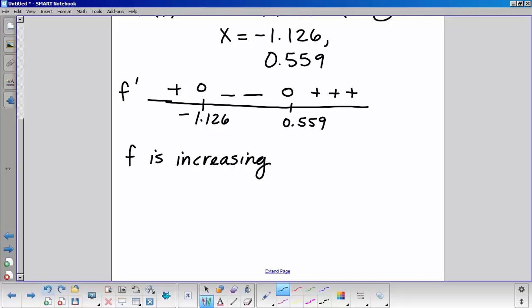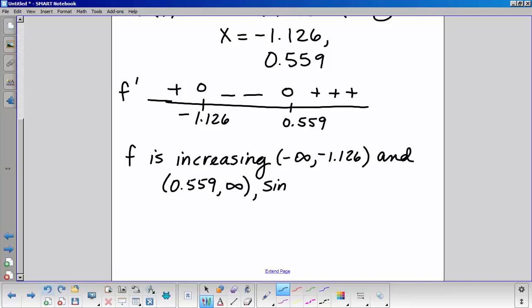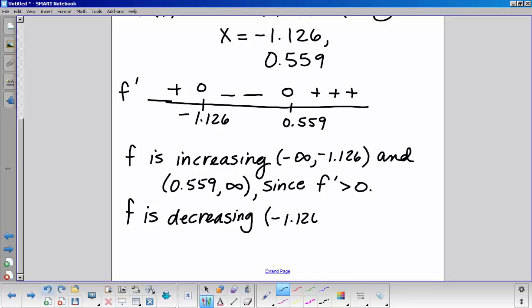All right, so we have to determine for what intervals f is increasing. Over negative infinity to -1.126 and 0.559 to infinity, since f prime is greater than 0. That's all you have to say. And then f is decreasing from -1.126 to 0.559, since f prime of x is less than 0.